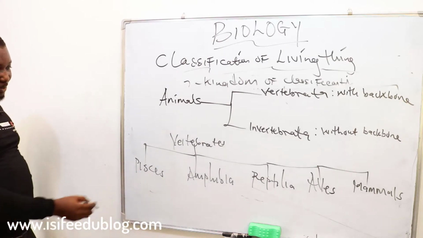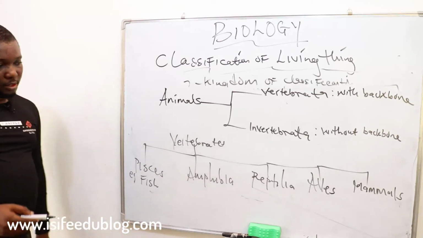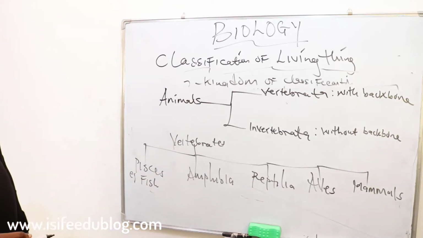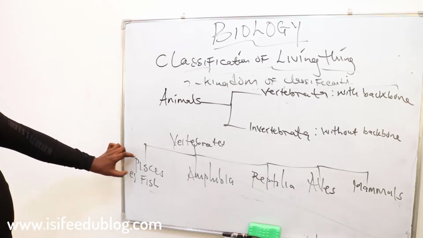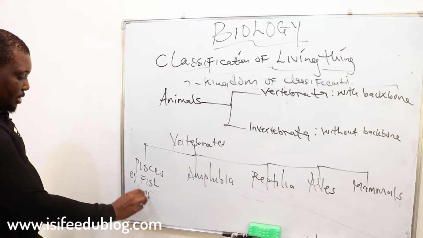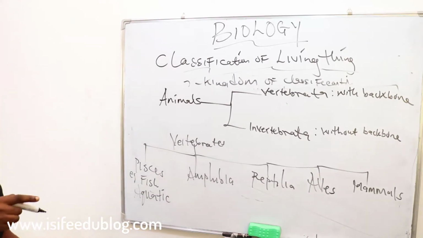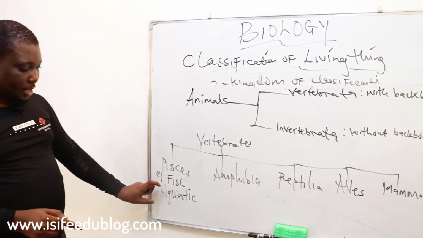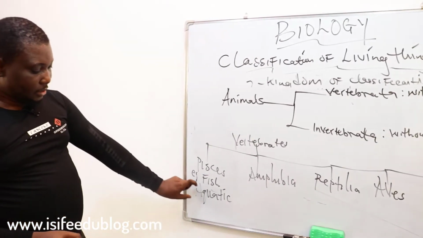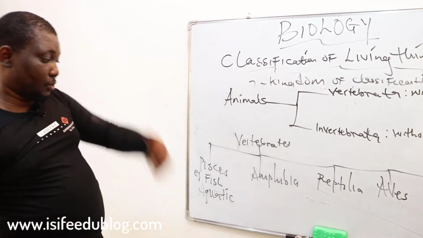We start from the class Pisces. Example is your fish, tilapia fish. Their major habitat is aquatic, meaning that you mostly see them in aquatic environments. Those aquatic habitats can be fresh water or salt water.